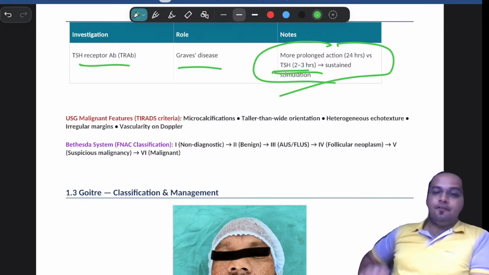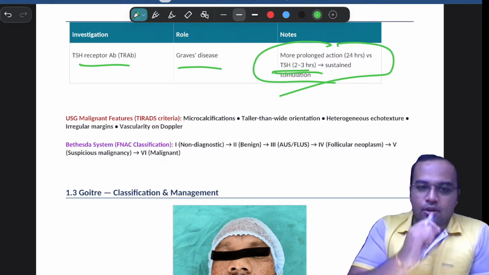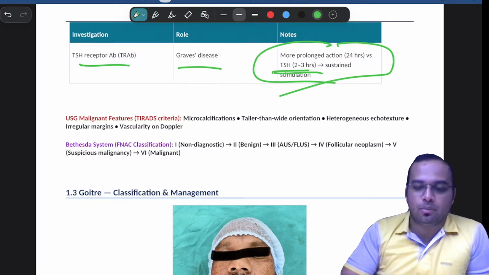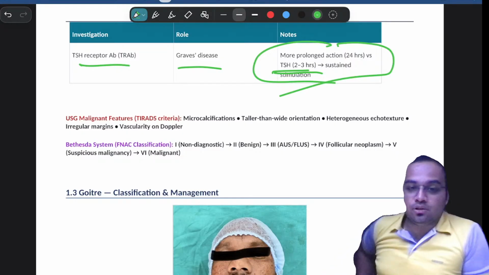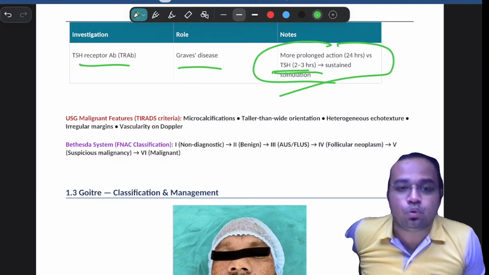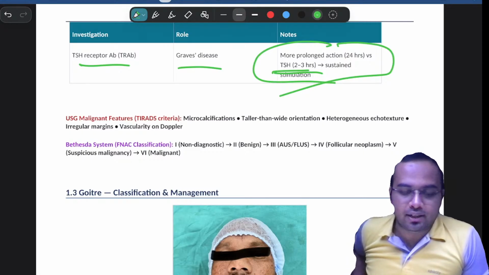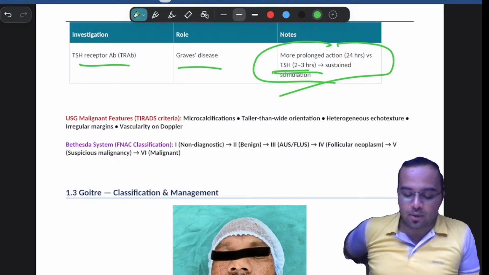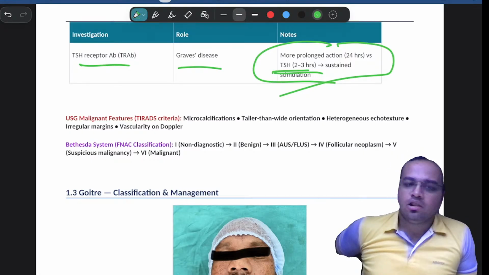So even after treating the Graves disease, the antibodies are going to be there, and that is the reason their half life is going to be 24 hours in the blood. So TSH का half life कितना रहता है, 2 to 3 hours. But when you are talking about TSH receptor antibodies, the half life is going to be 24 hours. So it is very much important.